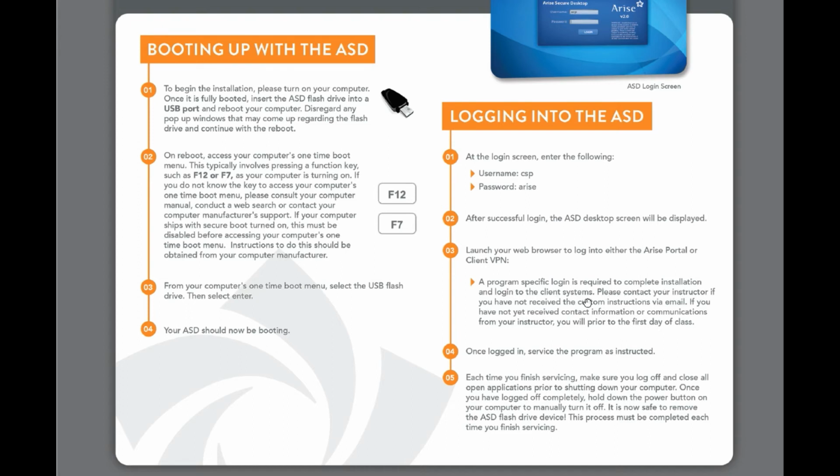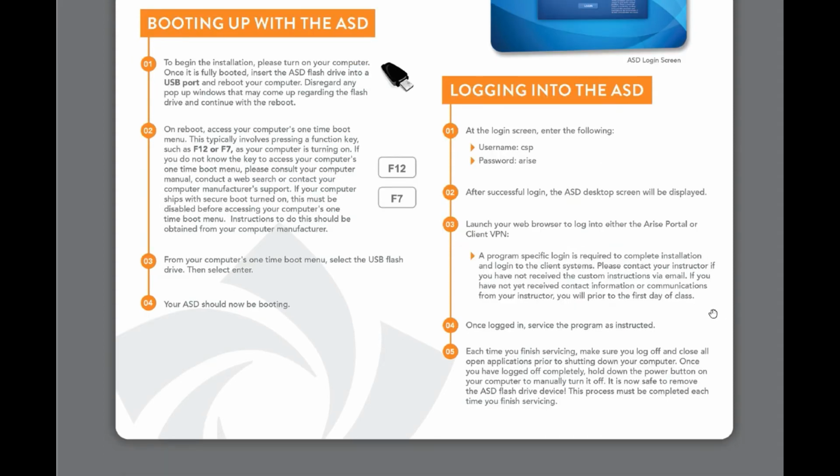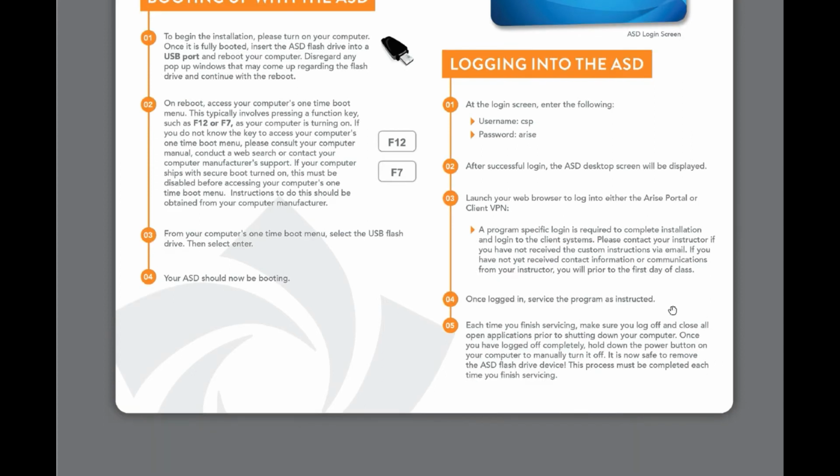So you're going to need your access code and login information to completely log into the VPN, Citrix, the Arise portal, and all the client programs that you're going to be using. So have those handy when you're logging into the ASD. Step 4. Once logged in, service the program as instructed. Obviously, guys, once logged in, you can log into your systems and start taking calls and servicing.